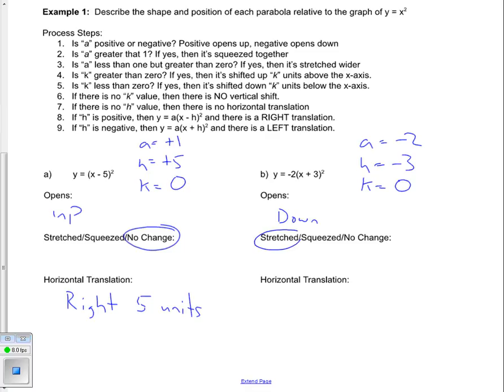So it's actually going to be made thinner and taller, in the sense that it's flipped downward. And is there a horizontal translation? Yes, because the h value is negative 3. That means that it's being moved left by 3 units. Okay, so let's continue on.